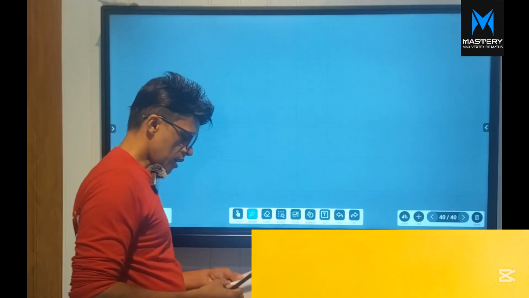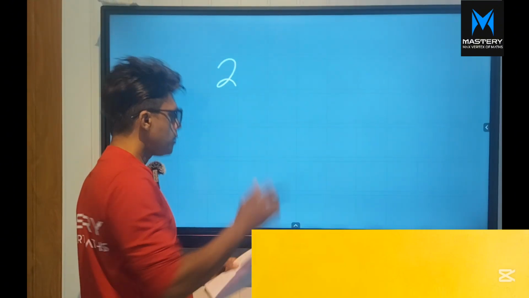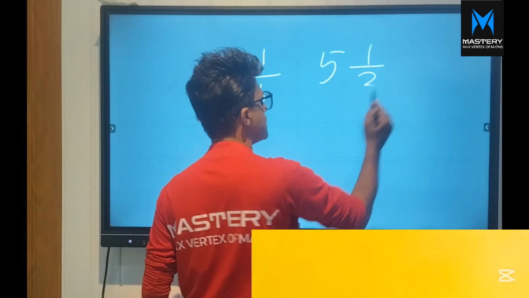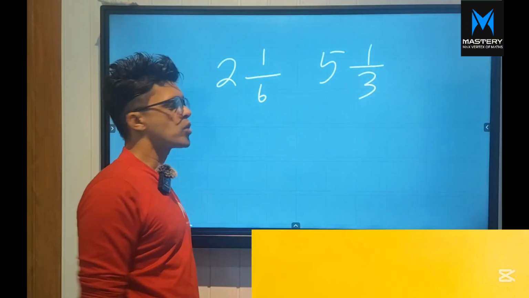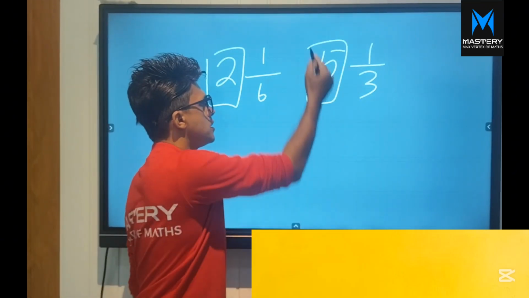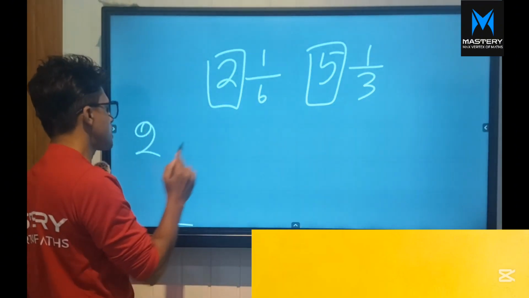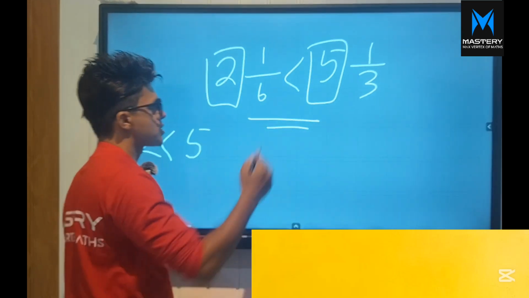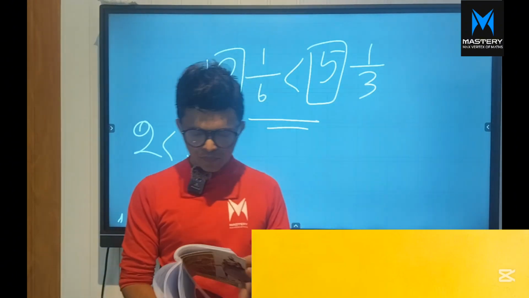Okay, so how can you compare this one? 2 1/6 and 5 1/3. What is the greater fraction here? Here easily you could get the answer. You could think of the whole number. Here 2, here 5. So 5 is greater than 2. Therefore, this is the greater fraction here. So the answer is, 5 1/3 is greater than 2 1/6.